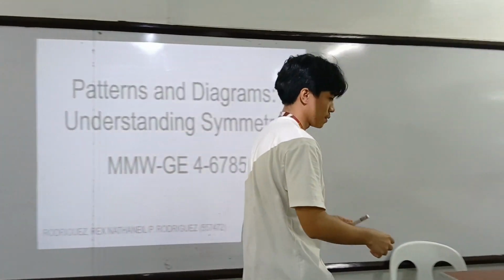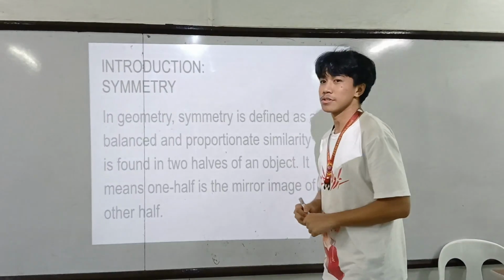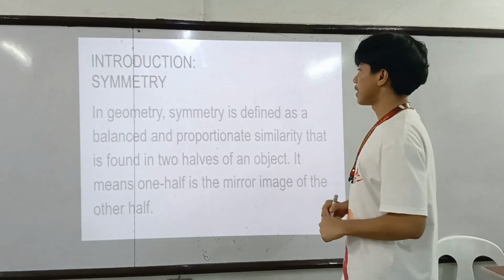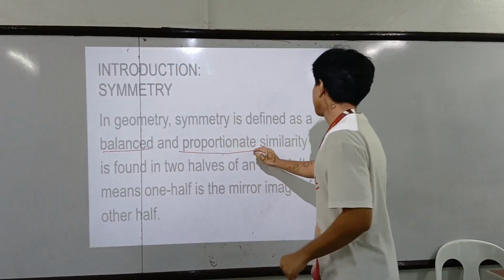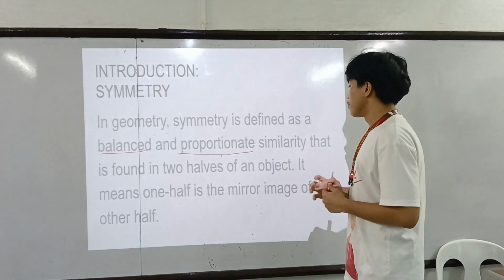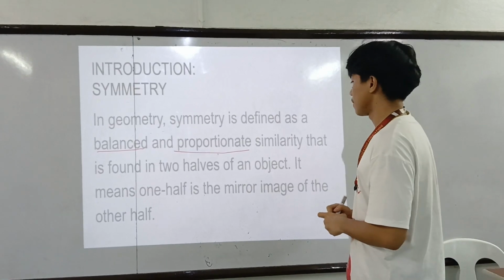To begin the introduction, we have symmetry. In geometry, symmetry is defined as a balance and proportionate similarity that is found on two halves of an object. It means one half is the mirror image of the other half.